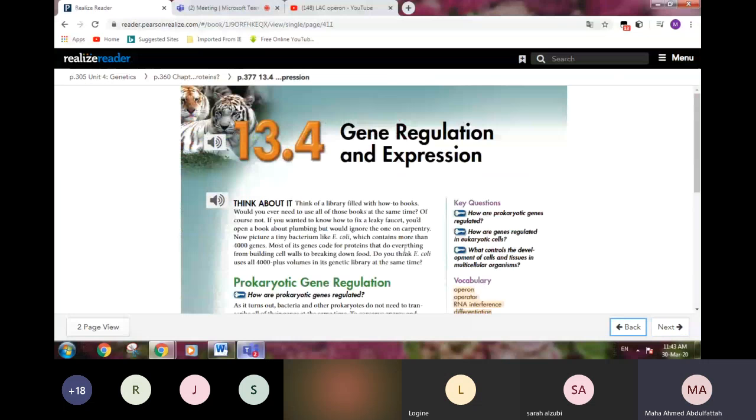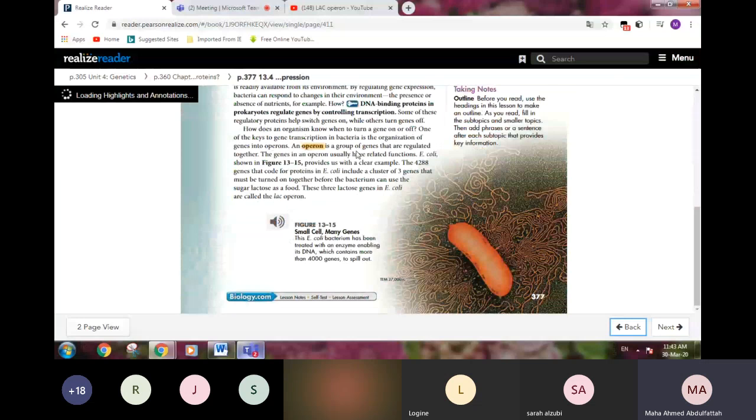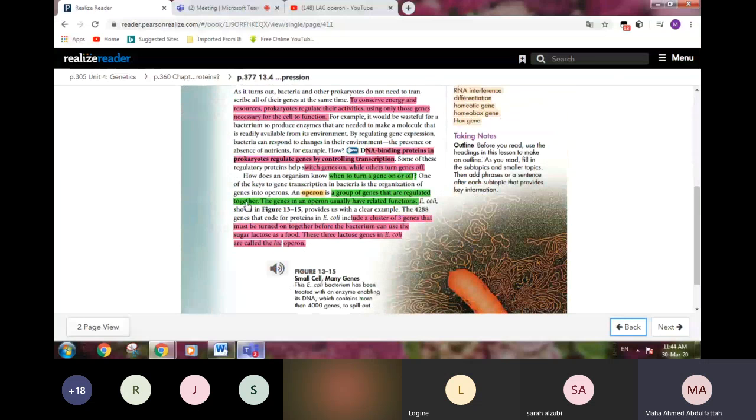So an operon is a group of genes that are regulated together. They are found beside each other and regulated together to facilitate things for the cell, whenever a certain function is needed, so the genes for this function are found next to each other. The genes in an operon usually have related functions. Again, what is an operon? It is a group of genes that are regulated together to form a related function.